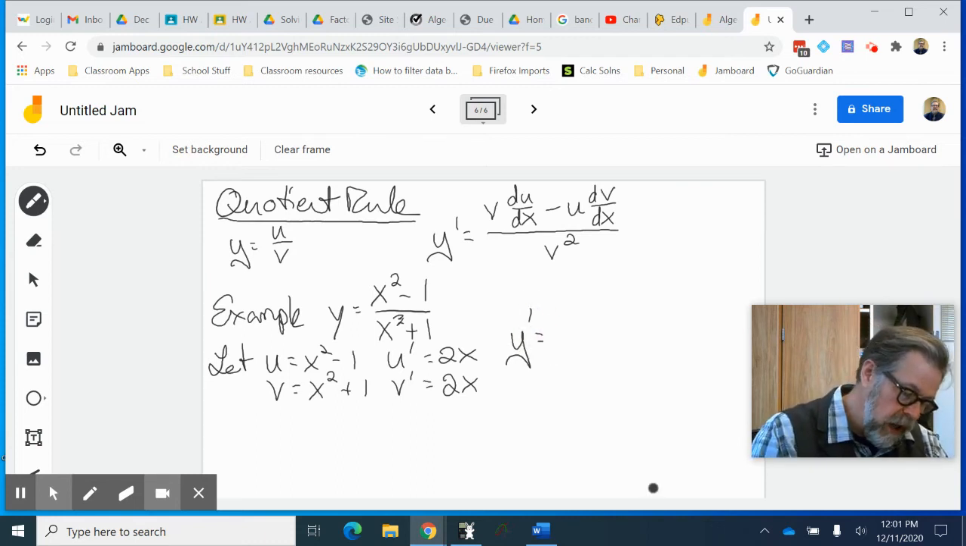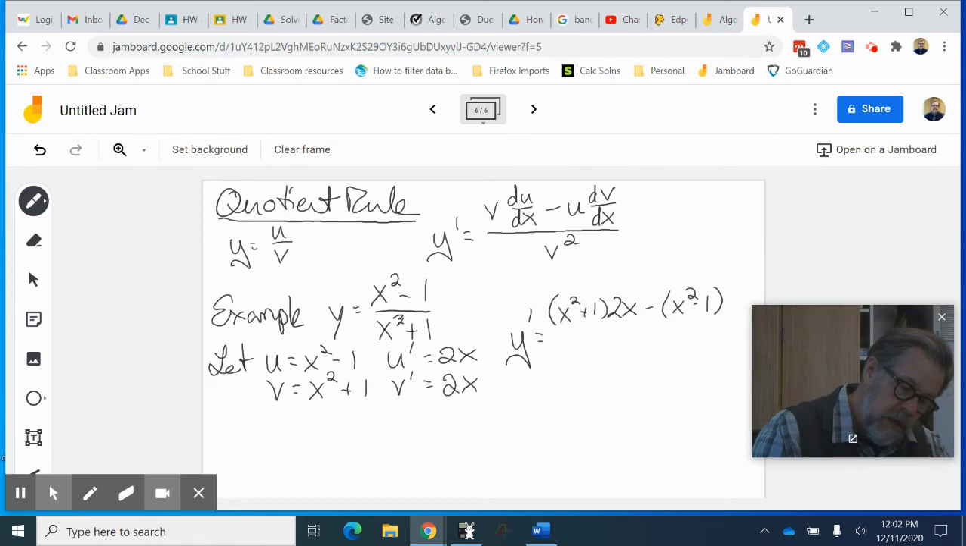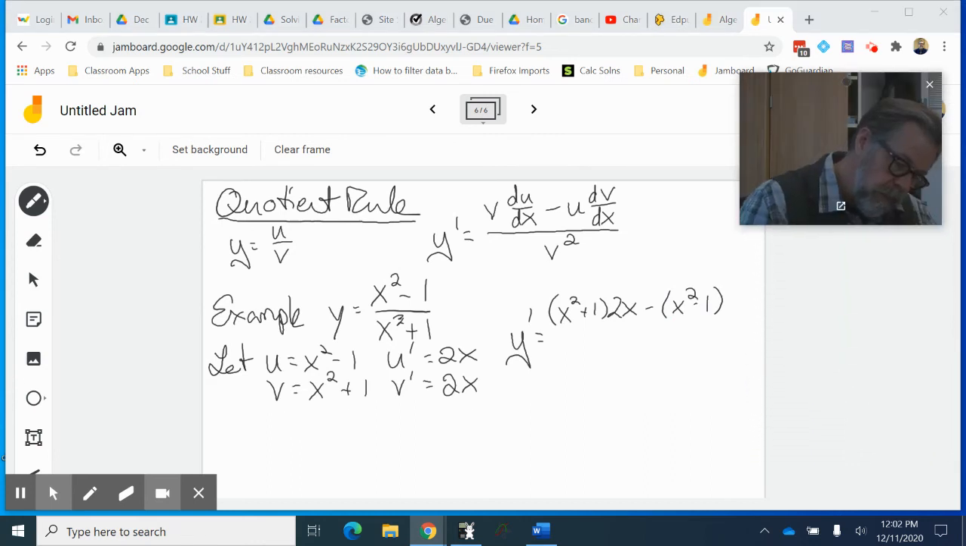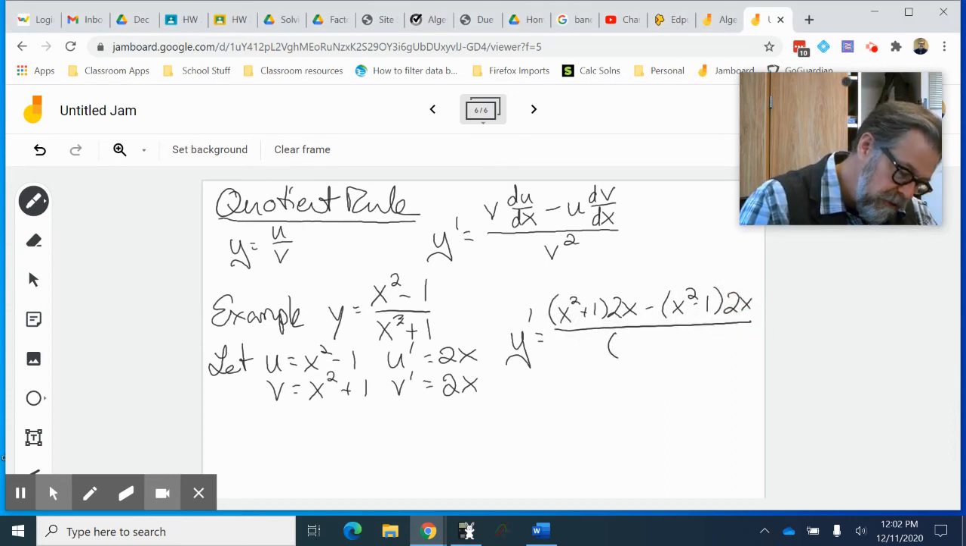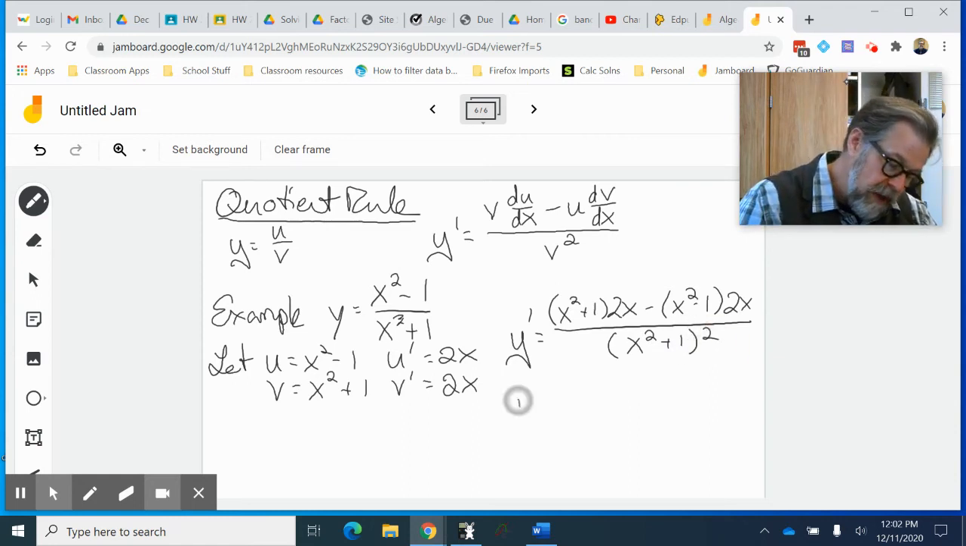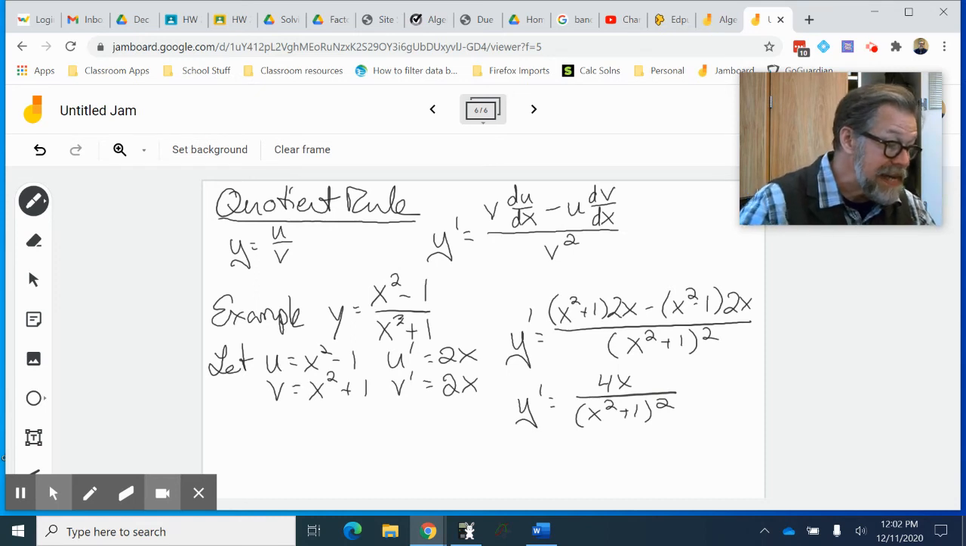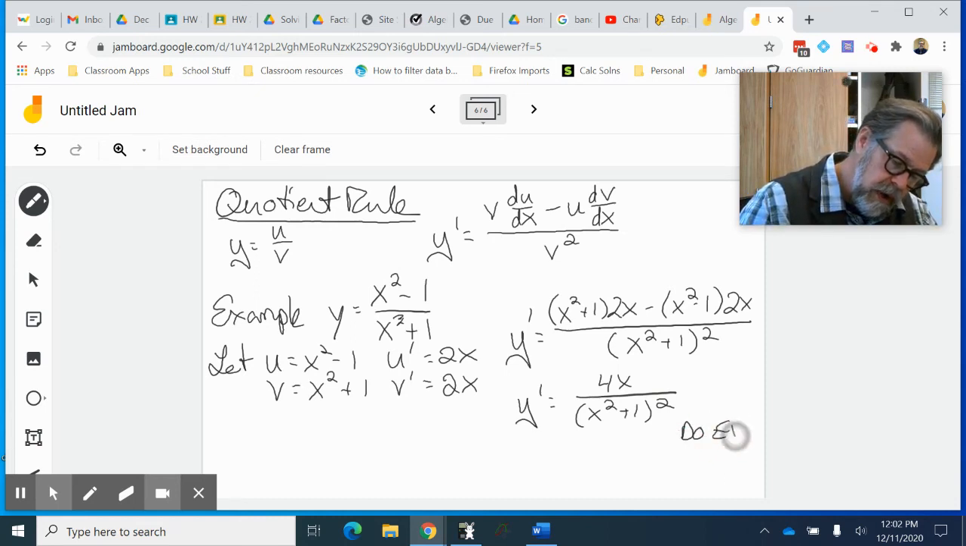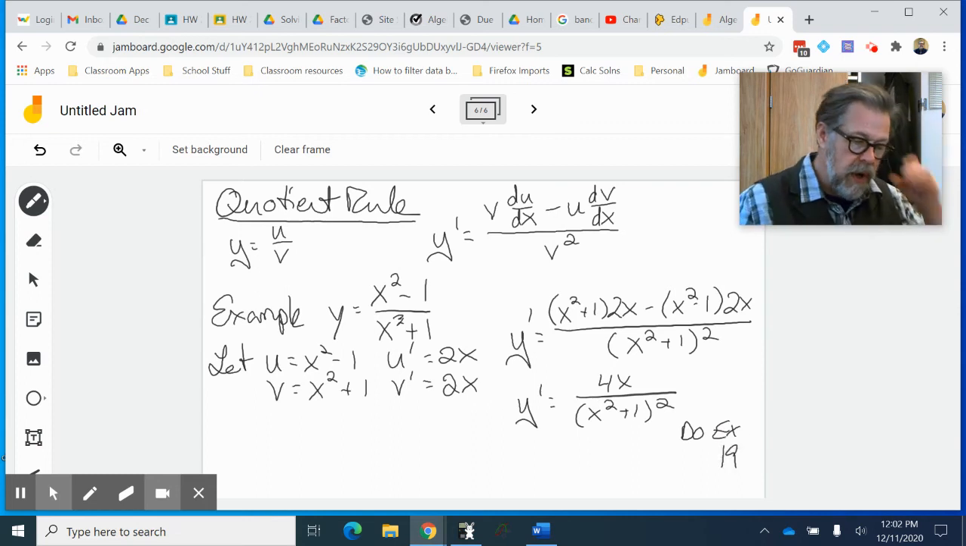which means that the derivative of y with respect to x is, here we go, v, (x squared plus 1), times the derivative of u, 2x, minus u, (x squared minus 1), times dv, the derivative of v, 2x, divided by v squared, that is (x squared plus 1), all squared. If we want to simplify this, we get 4x over (x squared plus 1) squared. Okay, go ahead, my students, and do exercise 19 in the book, and you can pause this video.